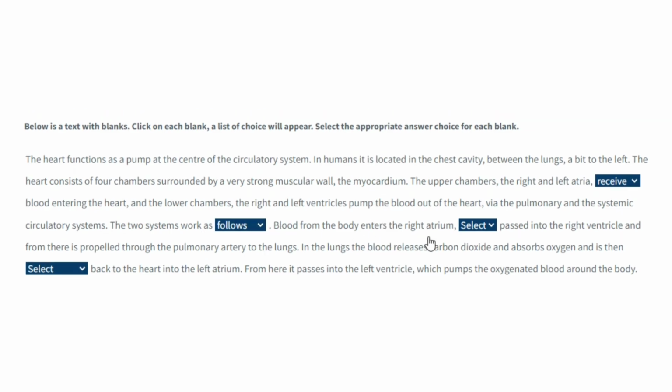The blood from the body enters the right atrium. After this, the blood transfers from the body to the right atrium, which is another chamber. Then it is passed into the right ventricle, and from there is propelled through the pulmonary artery to the lungs. You can see "is propelled", and here you can also guess "is passed". In the passive sentence you have to use is or are followed by the verb's third form.